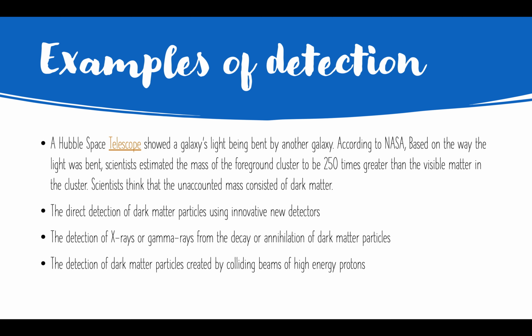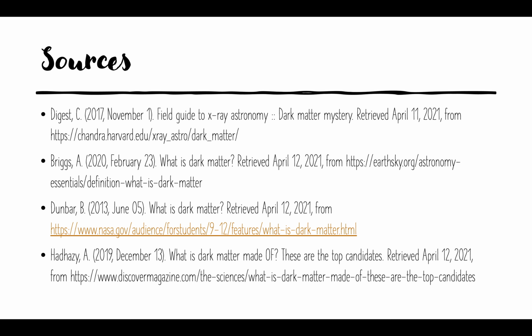And the direct detection of dark matter particles using innovative new detectors is another way that dark matter is being detected. Another way is the detection of X-rays or gamma rays, as I talked about before with the telescope, from the decay or annihilation of dark matter particles. Finally, another way of detecting dark matter is the detection of dark matter particles created by colliding beams of higher energy protons. And these are my sources, and that is all.